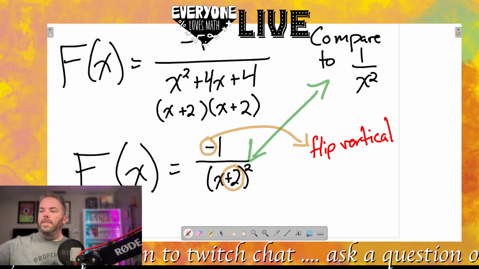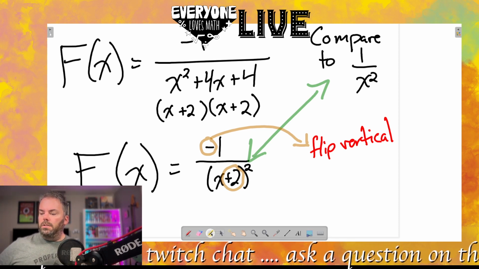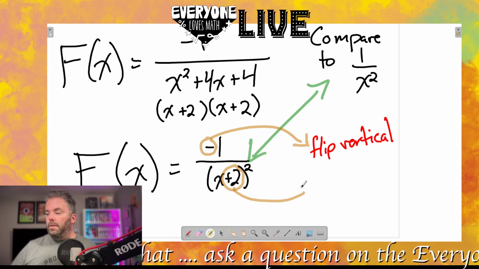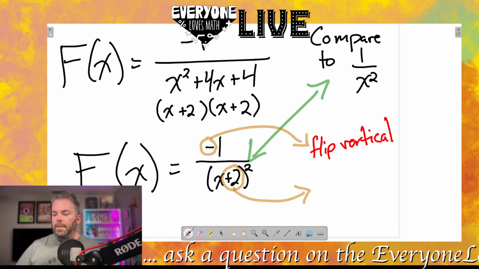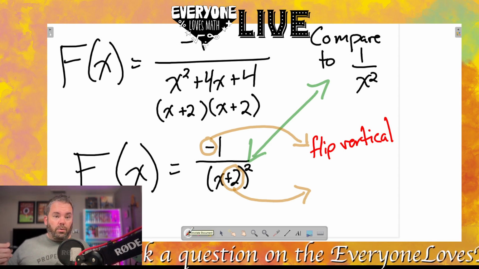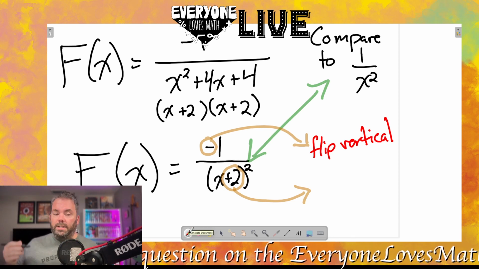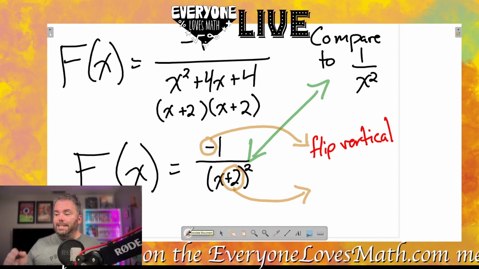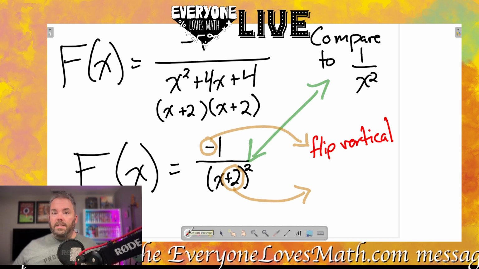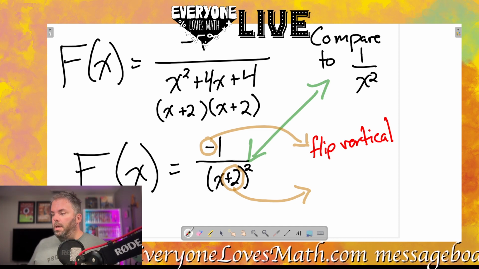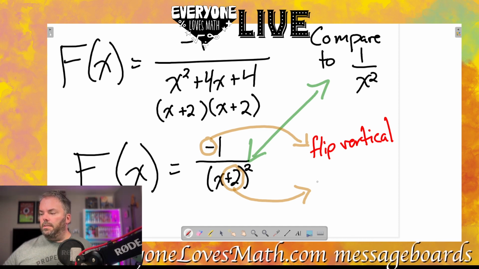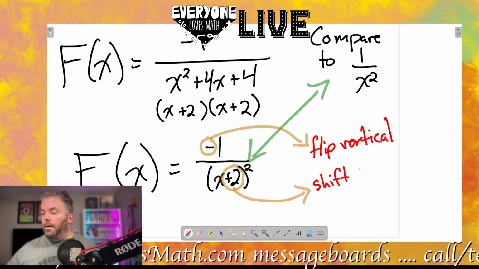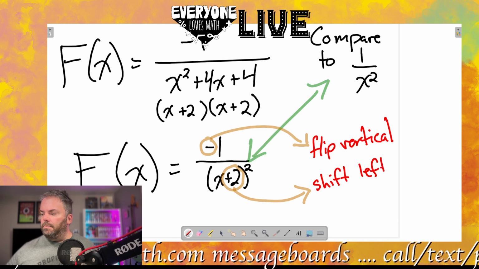Okay. The plus 2. So this one, we have done these rules for the last few years. It looks different though when it's a rational function, but it still works the same. So when there's a plus inside with the x, this is a horizontal translation, and it's to the left 2 units. So this is a horizontal shift, left 2 units.